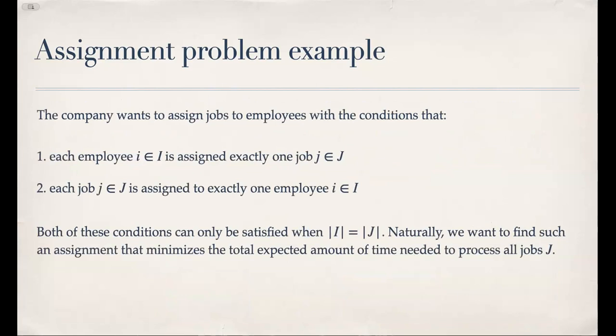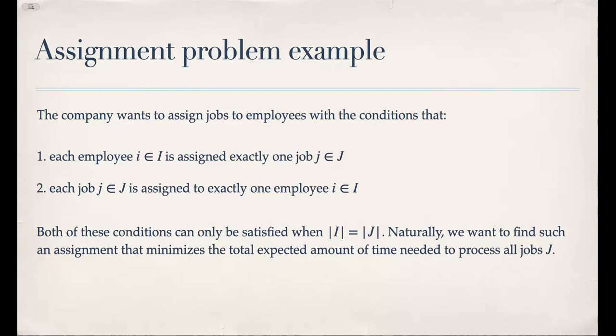So the company wants to assign jobs to employees with the condition that each employee is assigned exactly 1 job. And the second one is each job is assigned to exactly 1 employee, to be sure that no one works on multiple jobs. And no job is handled by many people. Must be only 1 person.